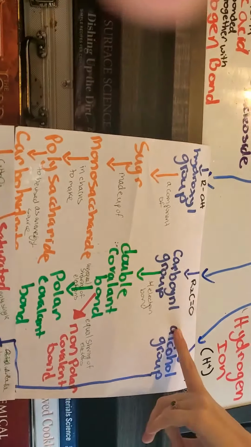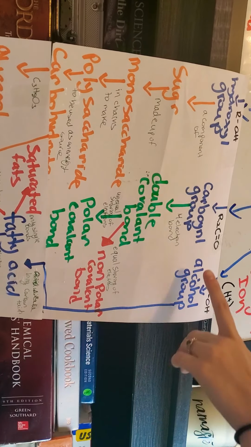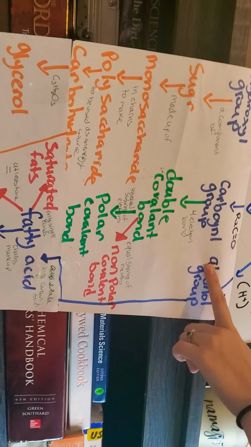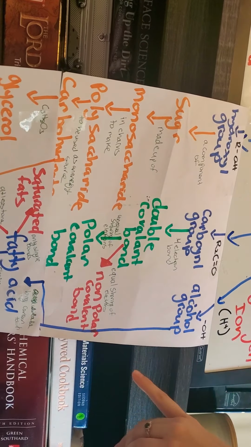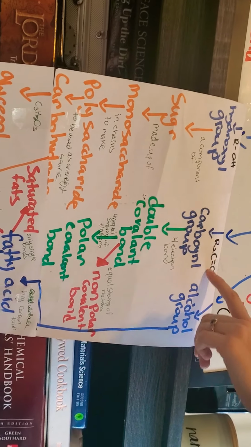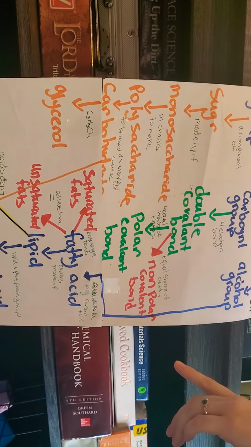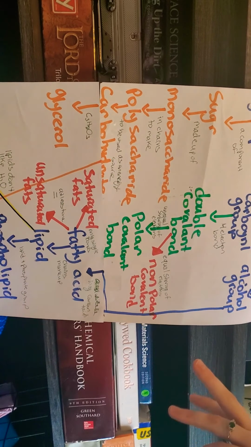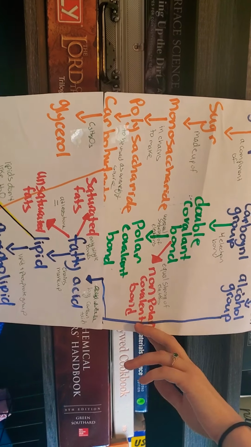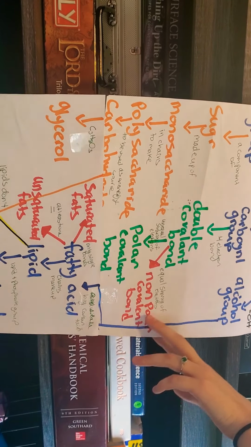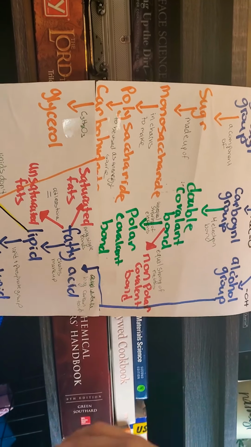The carbonyl group in organic chemistry has a 4-electron bond in it, a double covalent bond. So it has a carbon double bonded to an oxygen. For covalent bonds, there are 2 different types. You can have a polar covalent bond or a non-polar covalent bond. Non-polar covalent bonds have an equal sharing of electrons within the bond, while a polar covalent bond is unequal sharing.